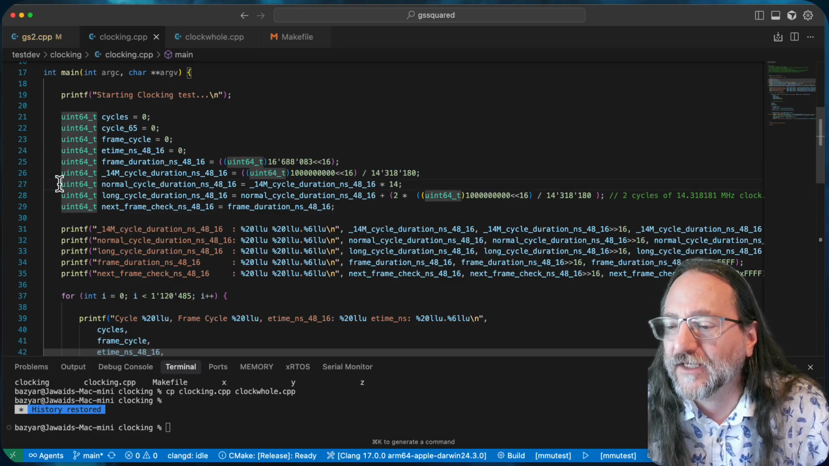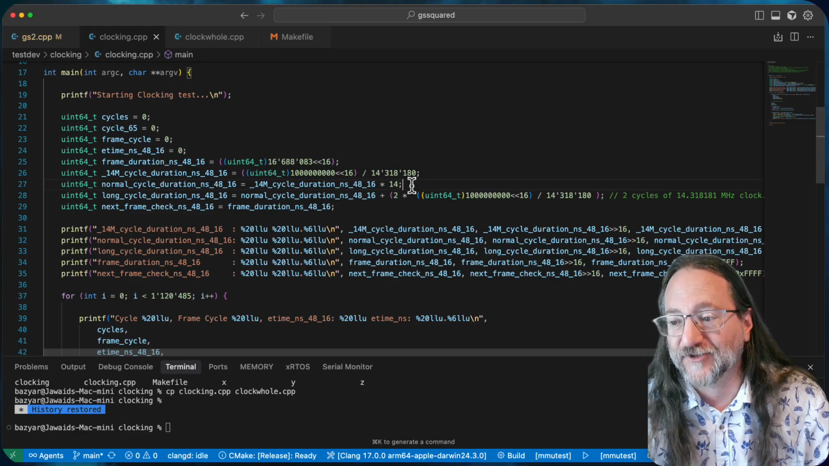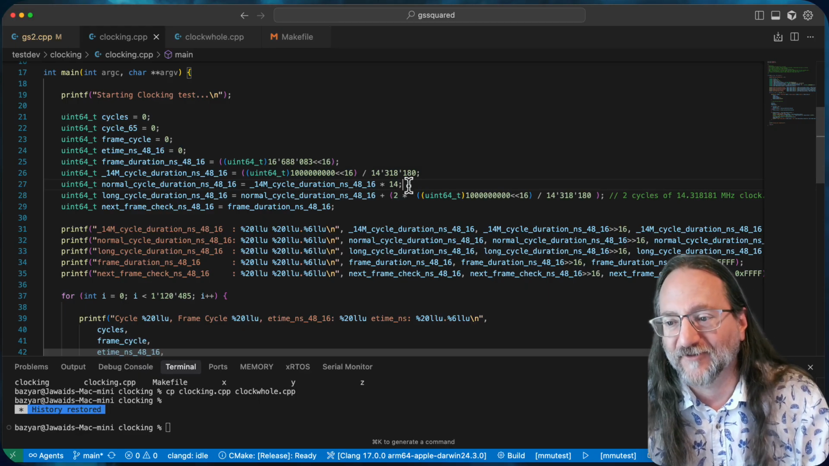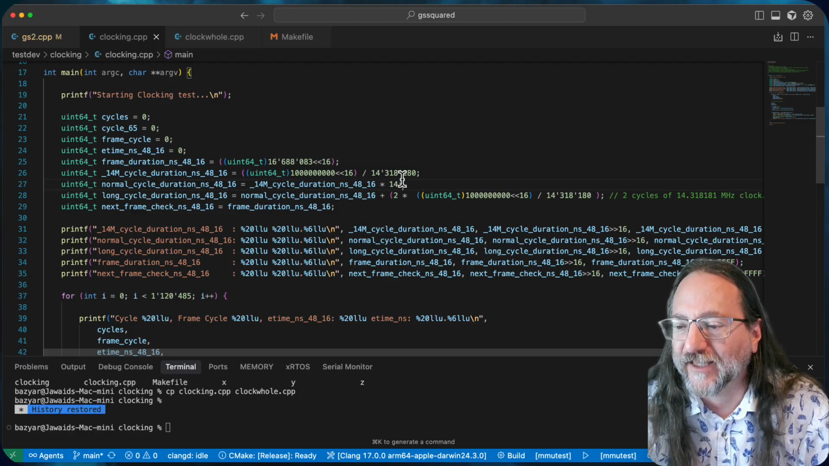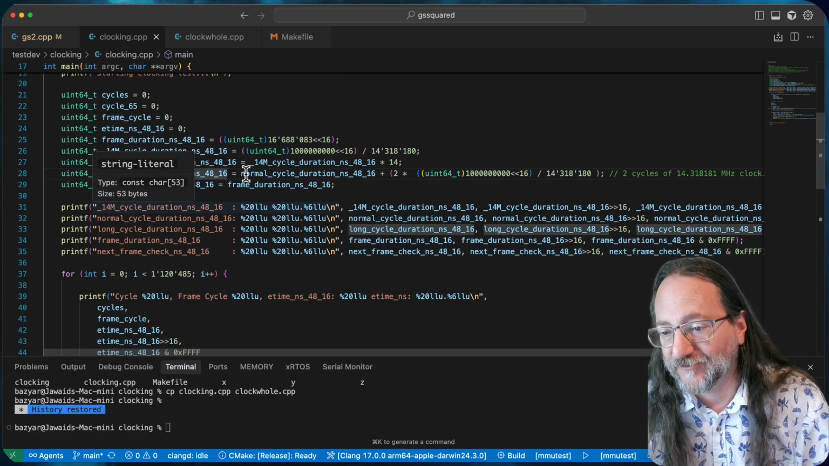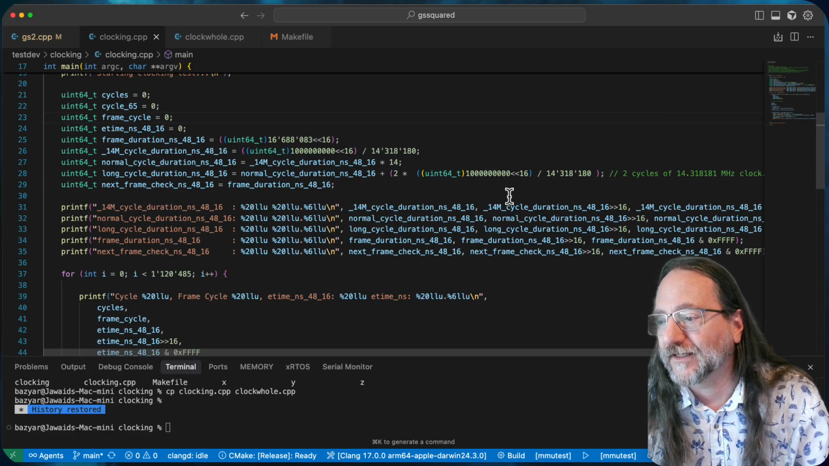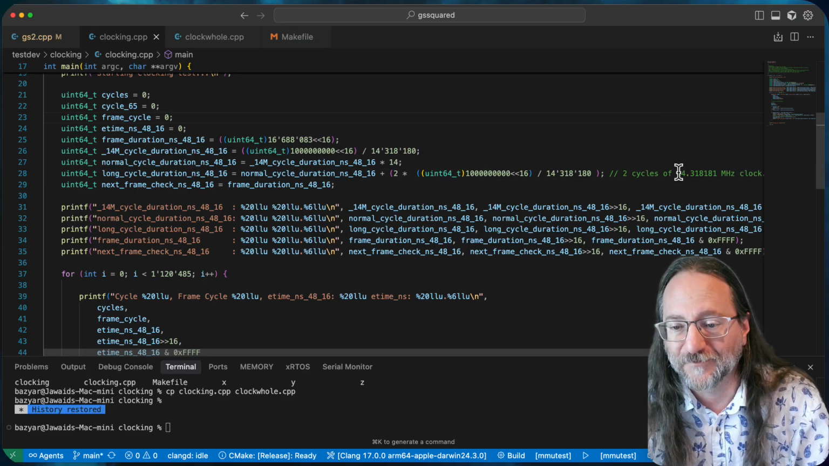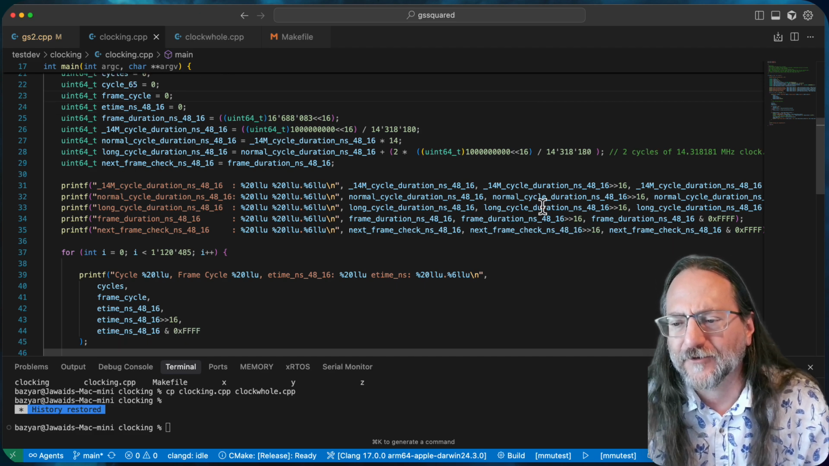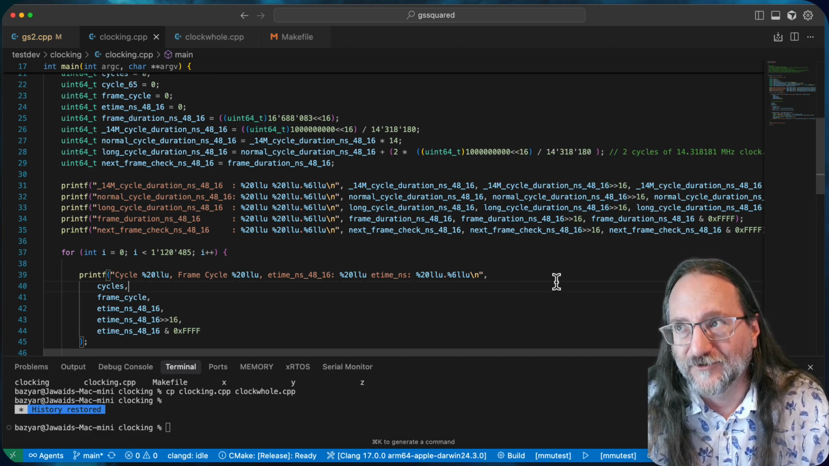Okay, so the normal cycle duration, like a normal Apple II cycle, is 14 Ms, right? It's 14M divided by 14. So I'm calculating that duration. And then the long cycle is the normal cycle plus another 2 14s.